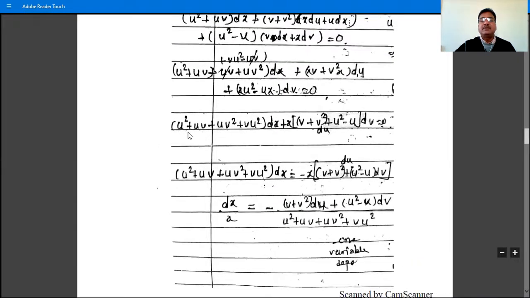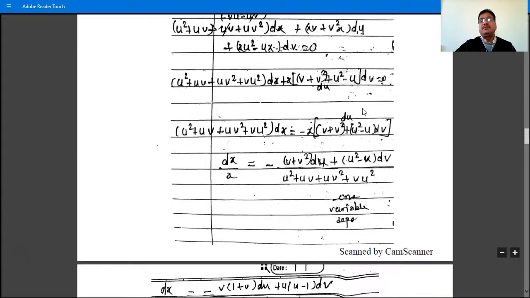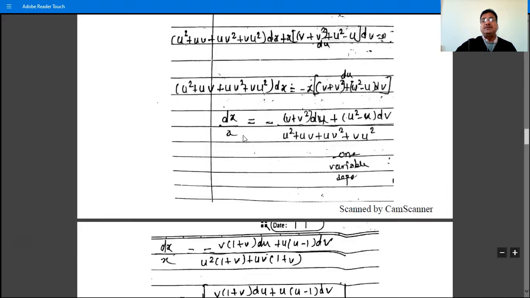After simplification we have this: u square plus uv minus uv square plus vu square dx. And then from these two terms take x as common. So what we have, v plus v square du, and in another bracket u square minus u dv. Okay. And then shift this x to LHS and shift the coefficient of dx to RHS. So we have this: dx by x equals minus u plus v plus v square du plus u square minus u dv, divided by u square plus uv plus uv square plus vu square.